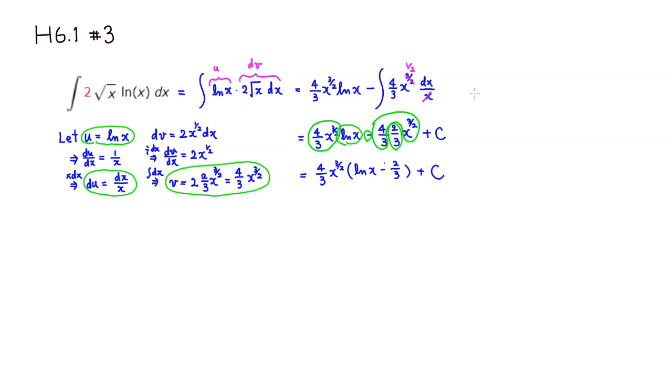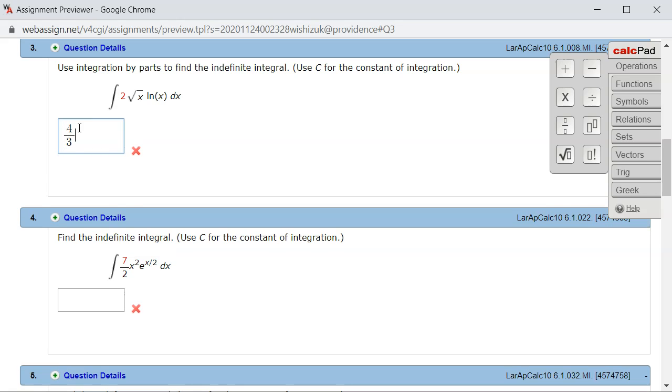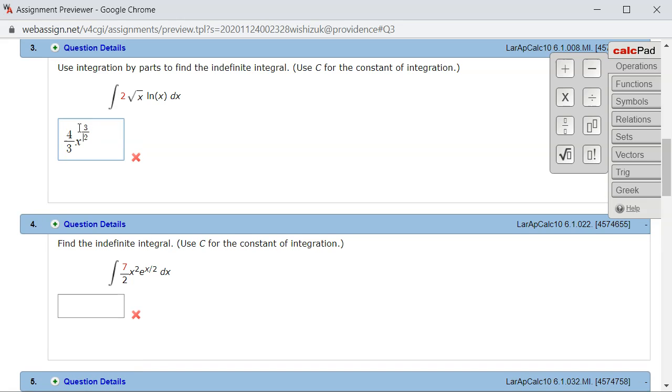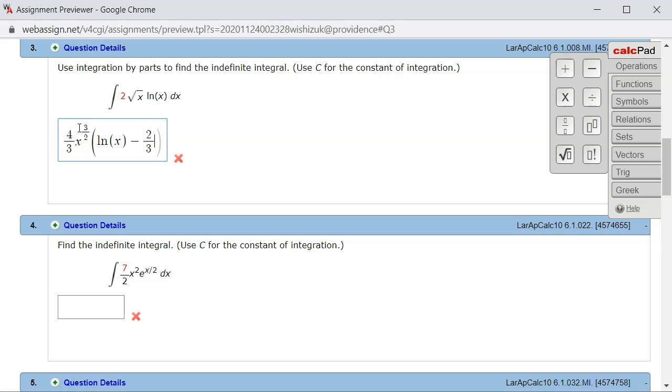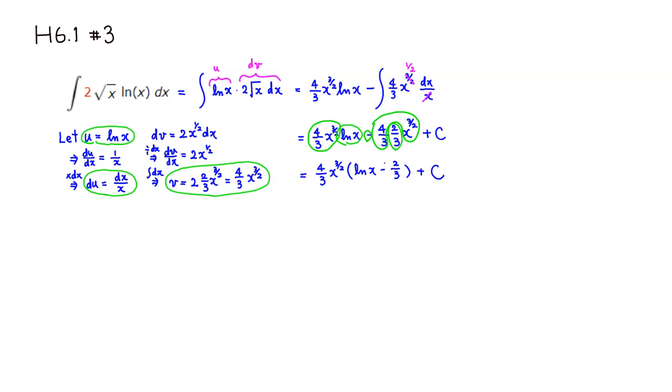All right, so let's type it in. What we found was 4/3 x to the 3 halves power, times the parentheses, natural log of x minus 2/3, plus some constant c. Let's check the answer. I came back and it looks like we got this one correctly. That's it. I hope that this was clear.